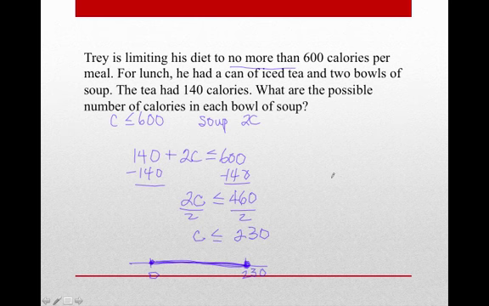But let's go back and check this one, and our check step would look something like this. If I had 140 calories of iced tea, I had 2 cups of soup at 230 calories each, I had a total of 600 calories. Is that less than or equal to 600? Indeed.